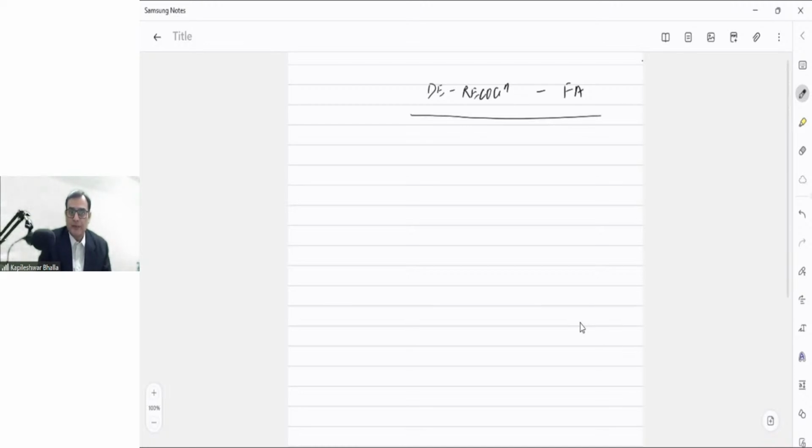So I gave you a simple 3-step model in terms of deciding whether a derecognition of financial assets can take place or not. The first test is what we called a cash flow test, which has got a total of 3 sub-steps. Mind the words carefully. This has got a total of 3 sub-steps.